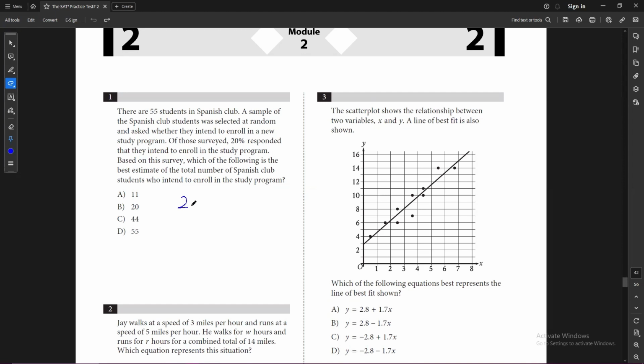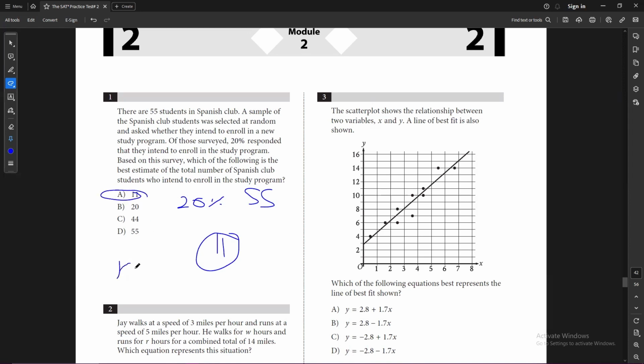So basically, they're saying that 20% of the students intend to enroll in the study program, and 55 students are total. So you're going to calculate 20% of 55. And here's an easy trick for you guys. If you're calculating 20% of something, you divide that number by 5 and get a result, which is 11. So that's how you do it.